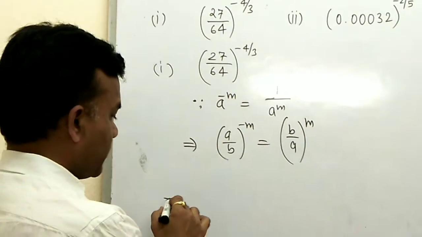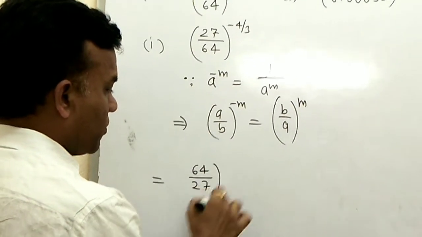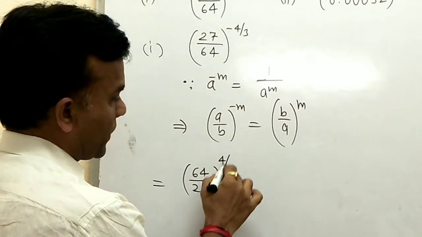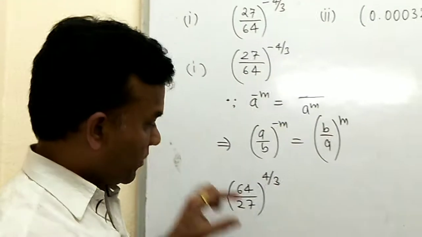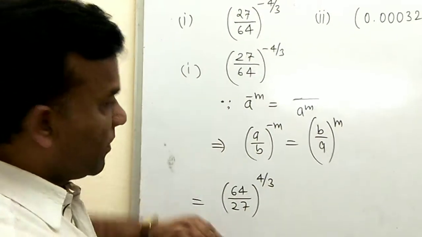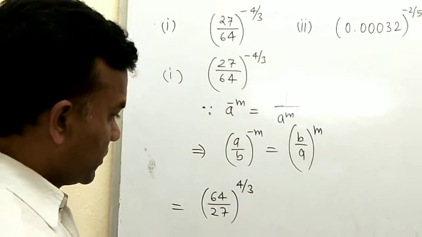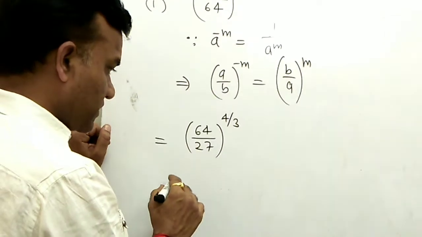So this is the form of 64 by 27 whole to the power 4 by 3. Okay, you put it as it is now. Only your numerator changes into the denominator and the denominator changes into the numerator. Then your exponent converts into positive. And now first you write down 64. 64 means you write down first.